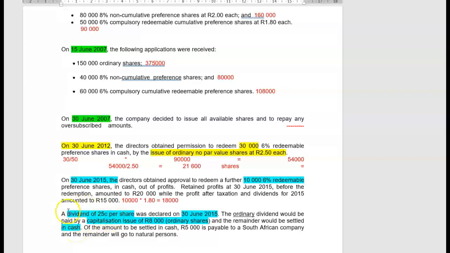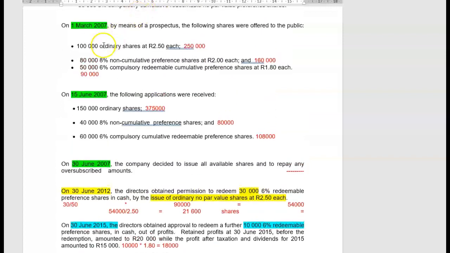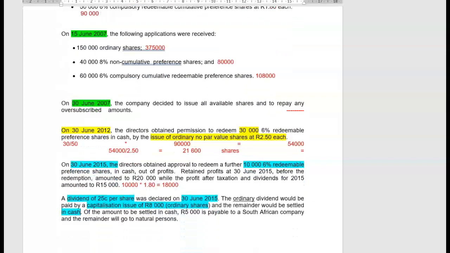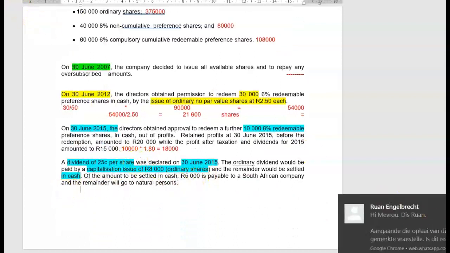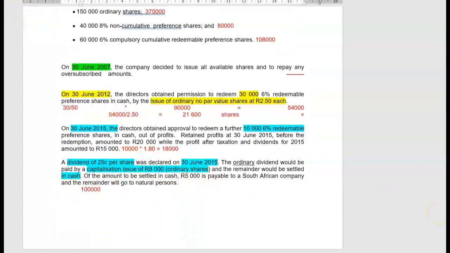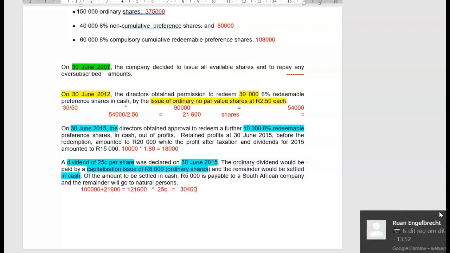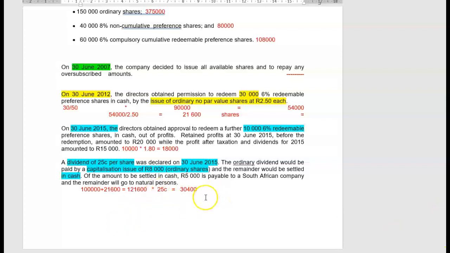So the first thing that we have to do is to determine how much is the dividend that we're going to pay out. Now, that is on ordinary shares. Initially, we have issued 100,000 ordinary shares, and here we've issued another 21,600 ordinary shares. So 100,000 plus 21,600 equals 121,600 shares, and that we're going to multiply by 25 cents a share. And that is going to give us a total dividend of 30,400. So 30,400 is going to be the dividend that we have declared. The first 8,000 Rand is going to be paid by way of a capitalization issue. The remainder would be settled in cash.